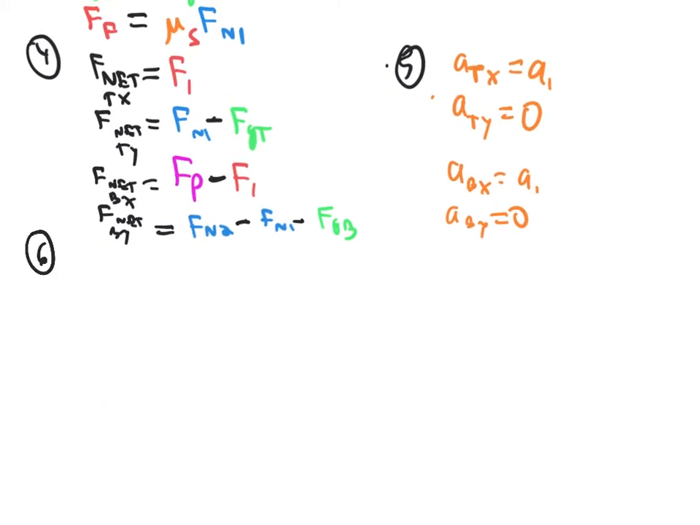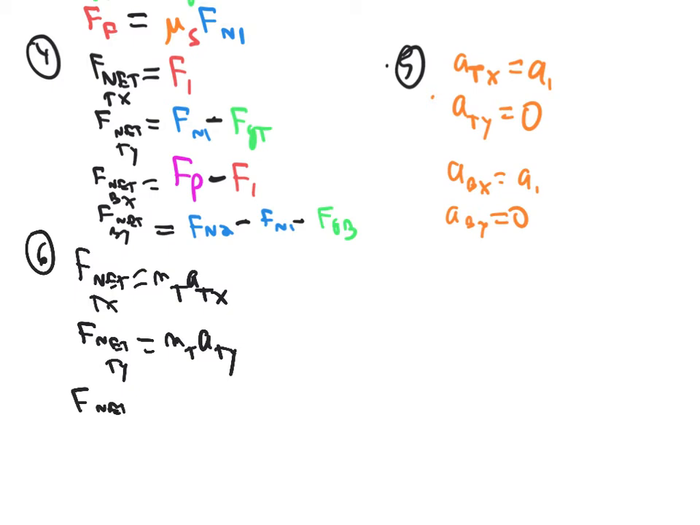Step 6 says, of course, remember that all of those F nets are also MA's. So F net Ty, for instance, is m of the top guy times acceleration Ty. And F net bottom x is mass of the bottom guy times its acceleration. And F net bottom y is its mass times its acceleration.